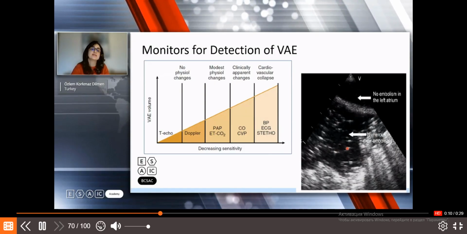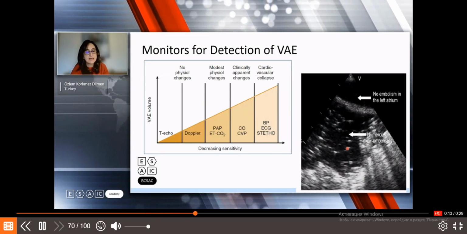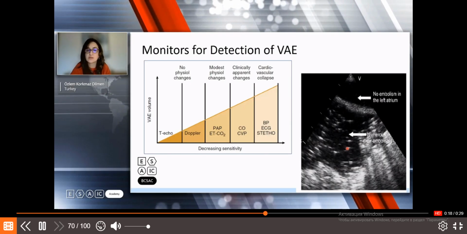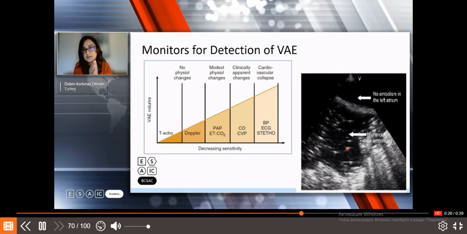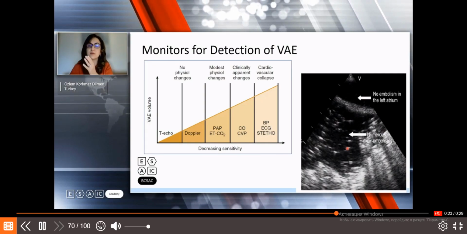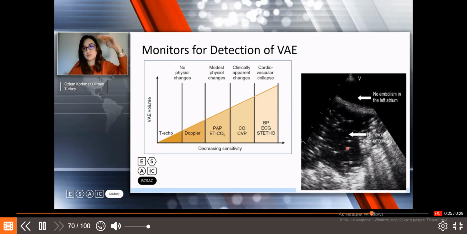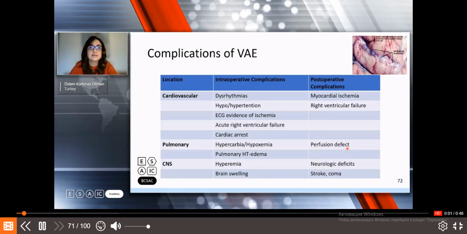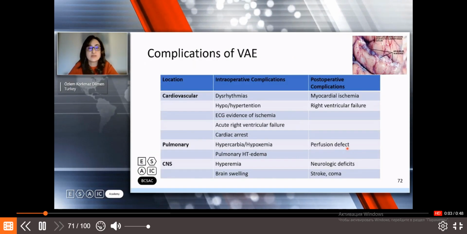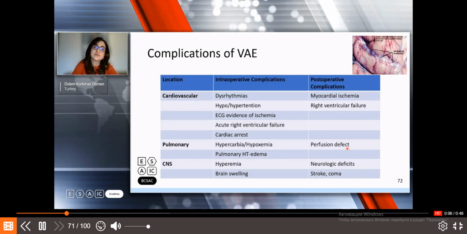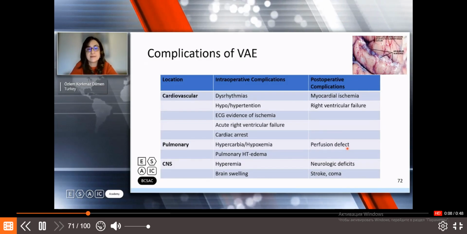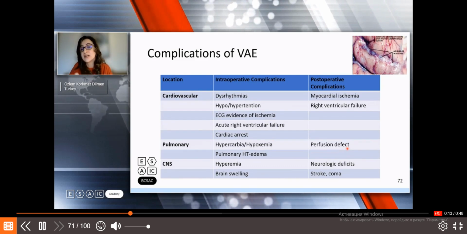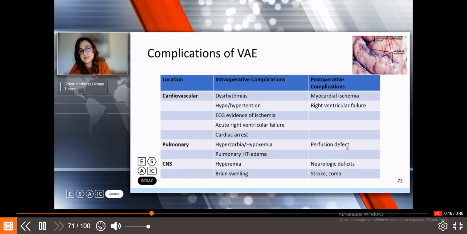And reduction in end-tidal carbon dioxide has modest sensitivity. As we know, pulmonary embolism causes dead space ventilation. That's why end-tidal carbon dioxide reduces and arterial carbon dioxide increases. And what are the complications of venous air embolism? In the intraoperative period, we can see dysrhythmias, hypertension, EEG evidence of ischemia, acute right ventricle failure, even cardiac arrest.